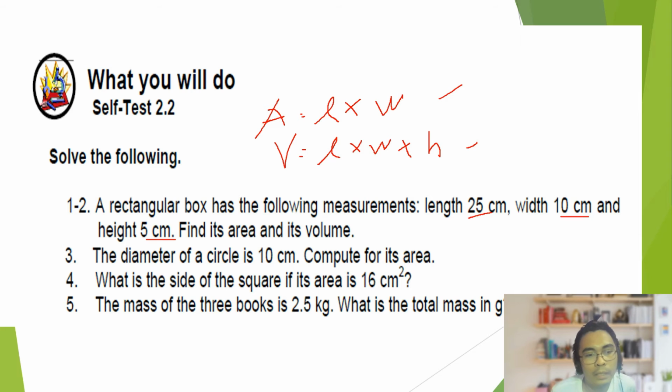For number 3, now the diameter of a circle is 10 cm. Compute for its area. Take note that the given is diameter, okay?